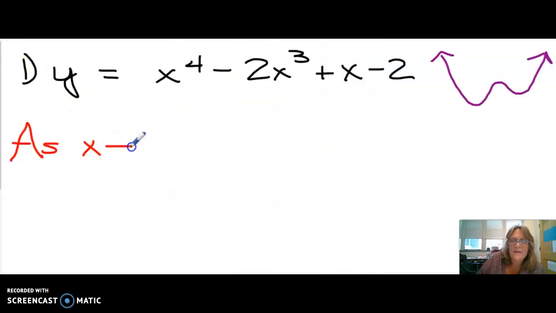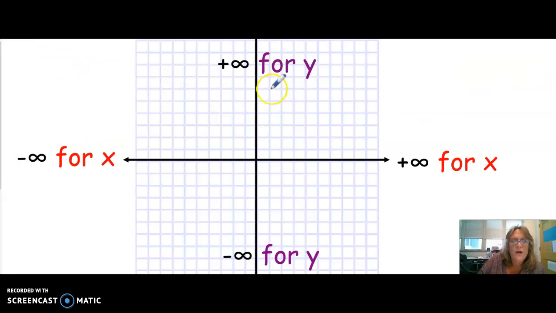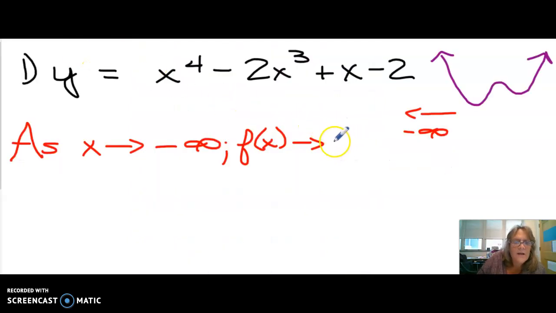So as x approaches negative infinity, this arrow means approaches. As our graph is moving to the left on the x-axis, what is the end of our graph pointing toward? What is f of x approaching? The way that it looks, as x approaches negative infinity, f of x, remember that means y, approaches... Now, it's pointing upward. What do we call that when it's pointing upward? That's positive infinity for y. So that's approaching positive infinity.